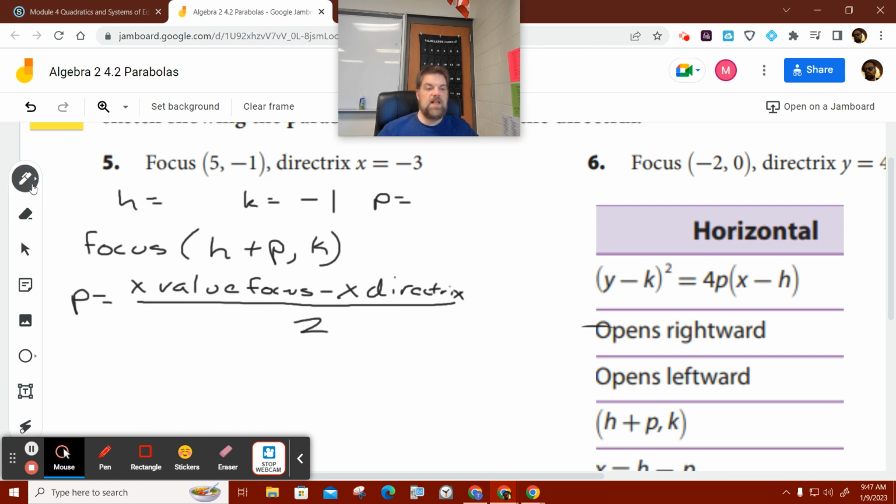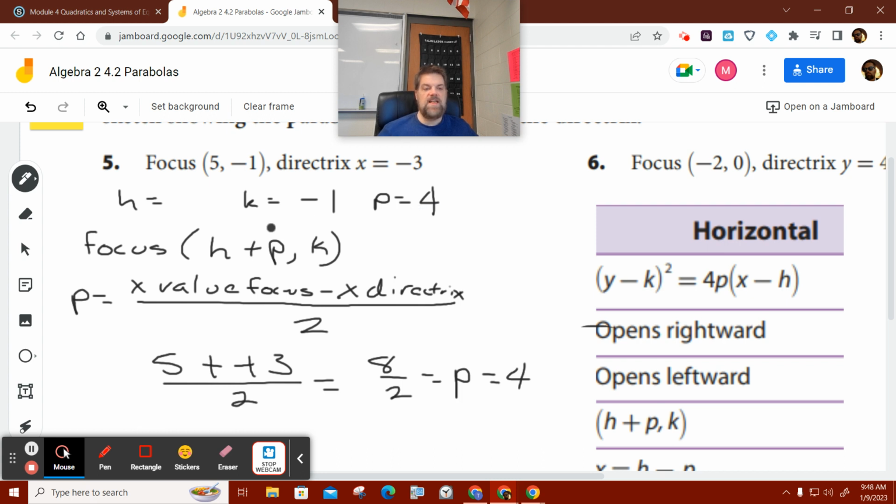So what does that look like? Well, what's the x value of the focus? 5. Formula calls for a minus symbol. What's the directrix? -3. All over 2. When you minus a minus, it becomes a plus. And so I get 5 plus 3 is 8 over 2. That means that my p-value is equal to 4.